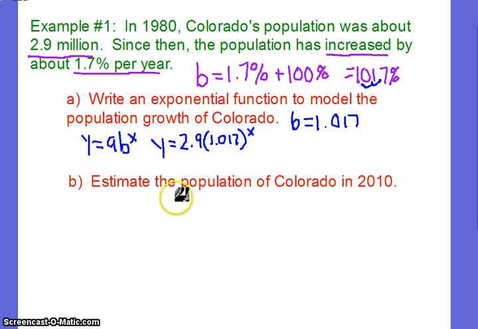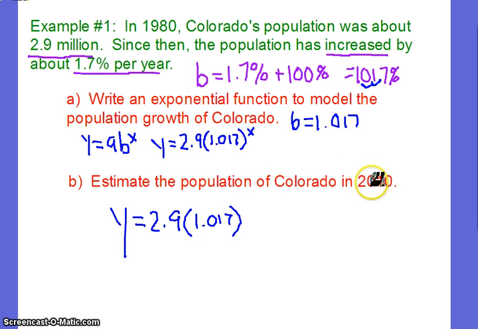Okay, and then right here where it says estimate the population of Colorado in 2010, well, we're estimating the population, so that means we're looking for y, because that's the amount after x periods. So here's our original equation, 2.9 times 1.017 to the, now we're not going to put 2010 in because we're not looking for the population 2010 years from now.